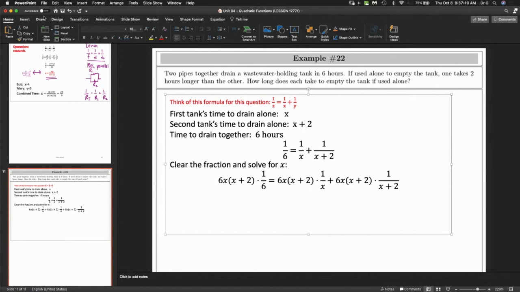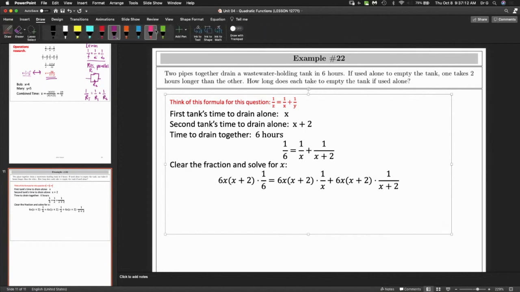So let's take a look. This is probably the most satisfying moment of the solution, where you just get rid of all the fractions. Let's get rid of the 6 there, and here we'll get rid of the x, and here we'll get rid of x plus 2. Oh my goodness, look at that. All the fractions went away. Isn't that great?